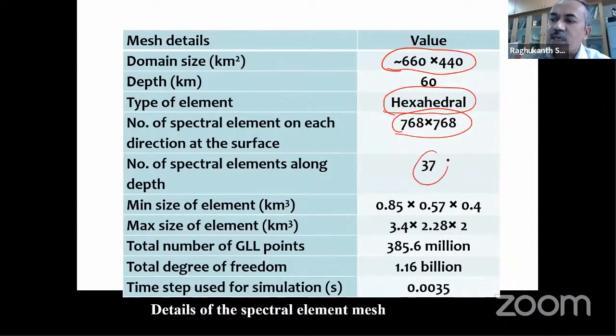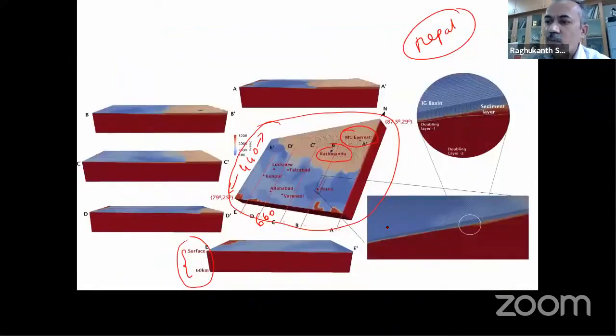And along the depth it is 37, because the mesh size also depends on your shear wave velocities. So this is the minimum size of the element. Because of our computational difficulties, we were able to go up to 0.8 kilometers element size, 0.57 on the surface, and with depth it is 0.4 kilometer. And the maximum size of this element will be at the bottom.